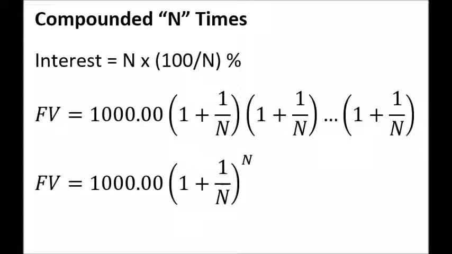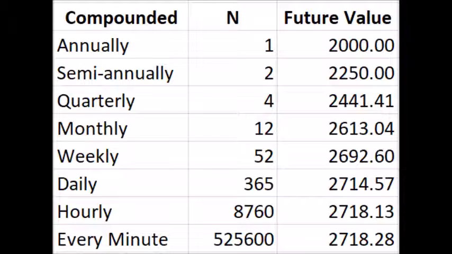This can be generalized to any number of compound periods n, as seen here. The future value is the present value, $1,000 in our example, times the quantity 1 plus 1 over n raised to the nth power. Applying that formula to these numbers, we get this data table. Look at the last row. If the interest is compounded every minute of the day for a year, our $1,000 grows to $2,718.28 at the end of a year.